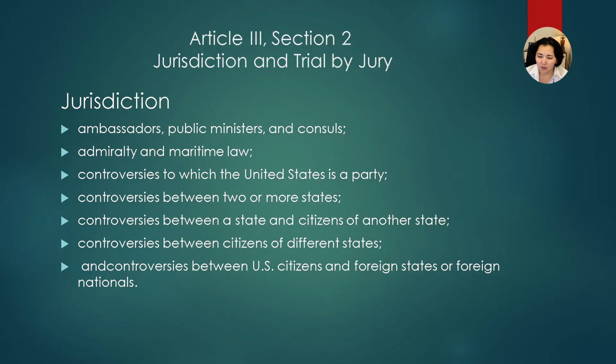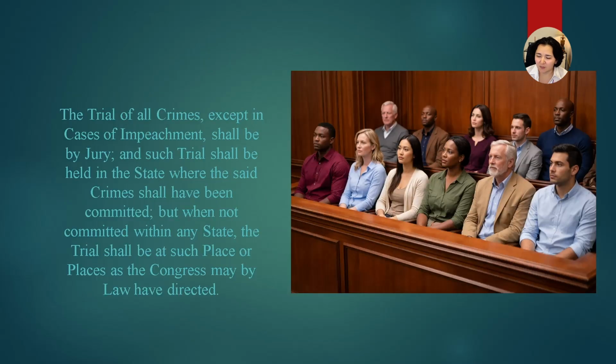Article 3, Section 2 defines the scope of the federal judicial power. It provides that federal courts have jurisdiction over cases arising under the U.S. Constitution, federal statutes, and treaties of the United States, as well as cases involving ambassadors, consuls, admiralty, and maritime law, controversies to which the United States is a party, controversies between two or more states, controversies between a state and a citizen of another state, controversies between citizens of different states, and controversies between U.S. citizens and foreign states or foreign nationals.